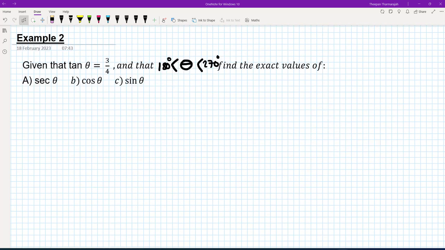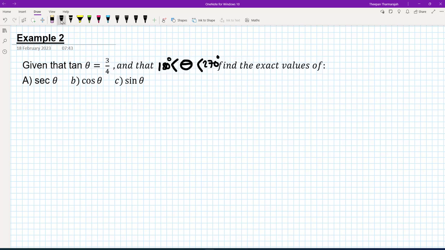Here's a question for you to try. You can pause the video, and when you're done, I will go through my worked solution. Okay, welcome back. Given that tan theta is 3/4 and that theta is greater than 180 but less than 270, find the exact values of the following.